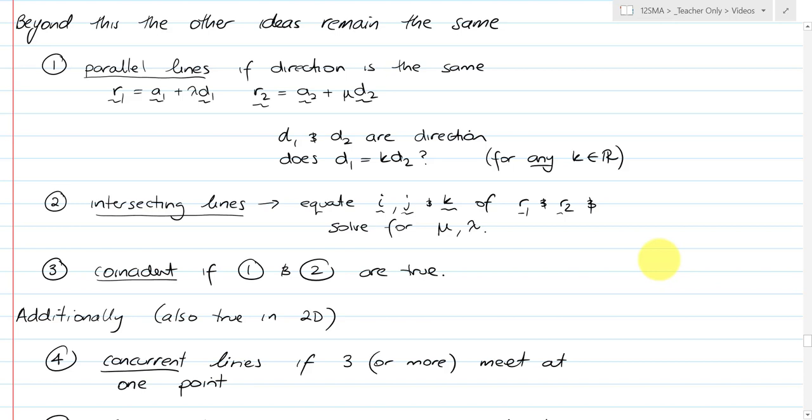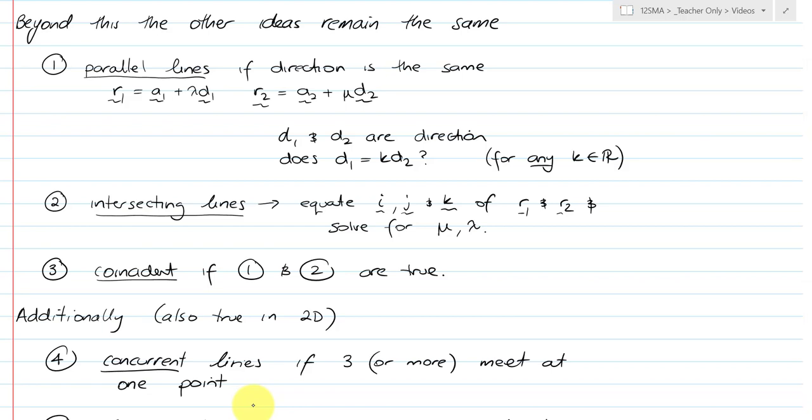Parallel lines is if the direction is the same, and we get the situation where the direction vectors for each, d1 and d2, have to be linear multiples of each other. Intersecting lines, if you equate i, j, and k, then you should be able to solve for mu and lambda and get a distinct solution. Still one distinct solution. Otherwise, you've got coincident or parallel or skew lines. Coincident means that 1 and 2 are true, so they intersect at least one point and they're parallel. And concurrent lines is an additional thing here, which you might see pop up.